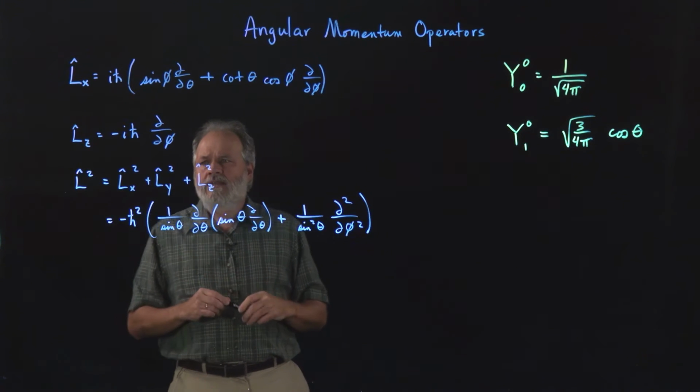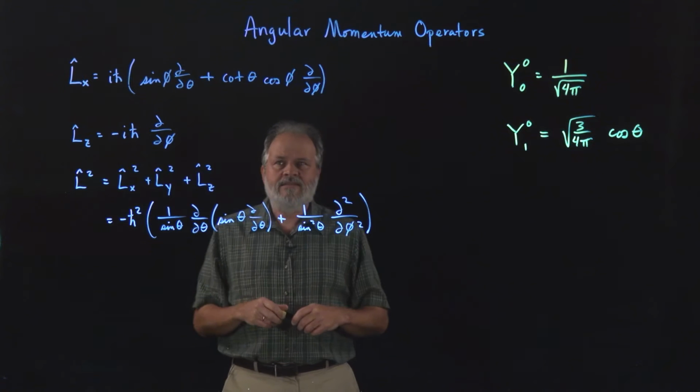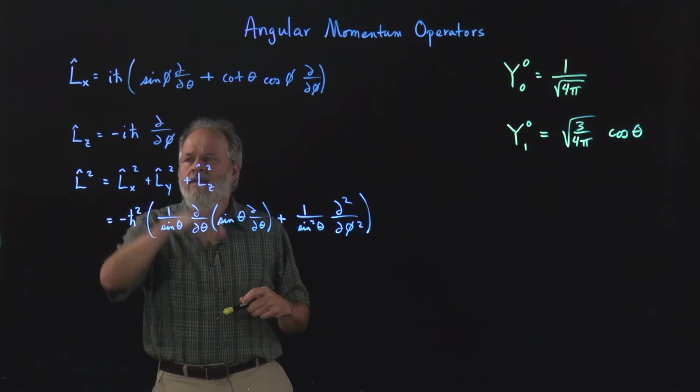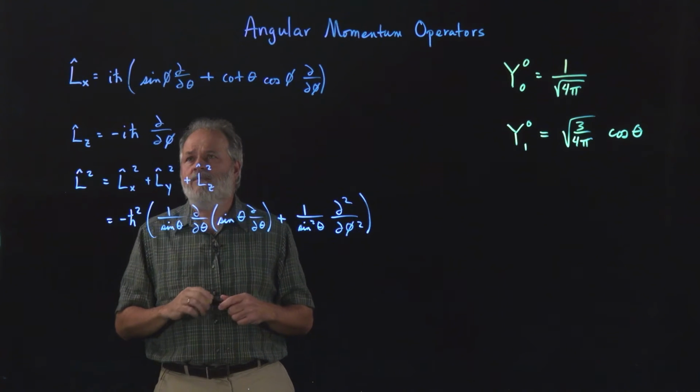The Lz operator is going to be a much simpler form. Ly looks a lot like Lx, except it has some different sines and cosines and so on. So the Lz operator has a much simpler form. It's just the phi derivative times minus i h bar.